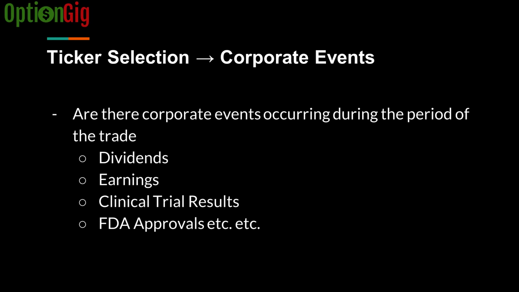Similarly, FDA approvals or clinical trial results can impact the stock, especially the biotech stocks, in a major way. The stocks will go high or down based on the FDA approvals. As an option seller, our assumption is that the stocks stay range bound within the one standard deviation. So we do not want to deal with situations where the stock could move way beyond that. So look for these corporate events and try to avoid them.